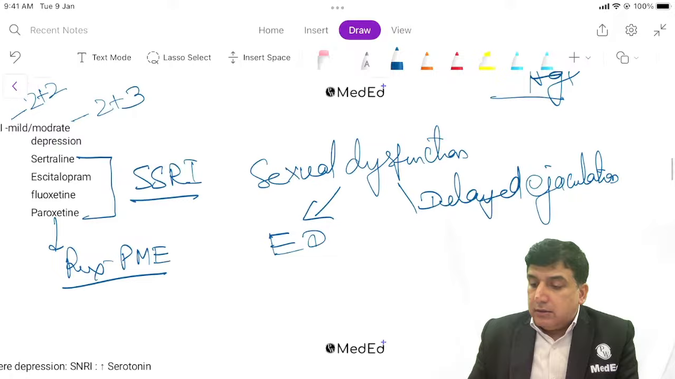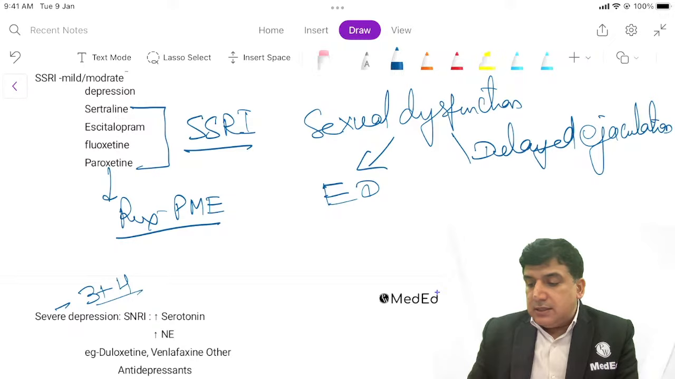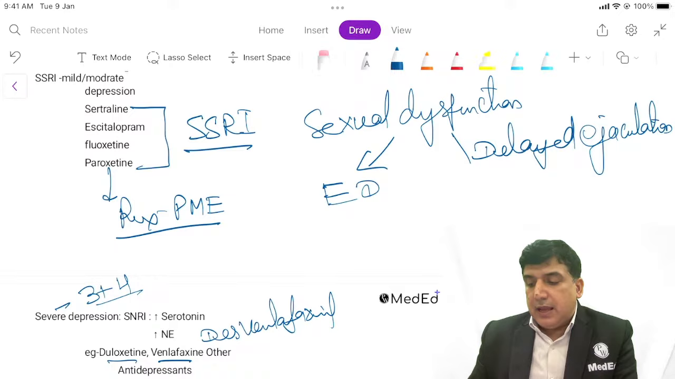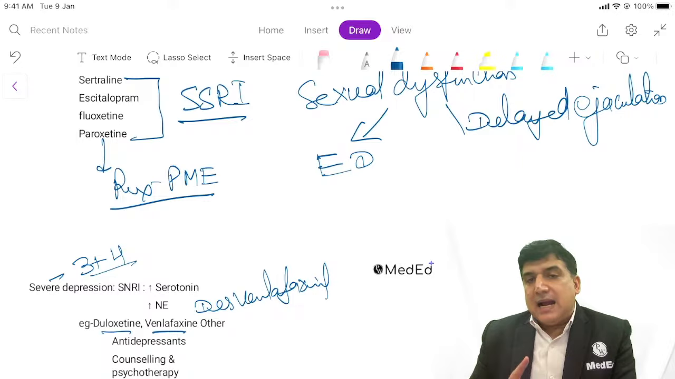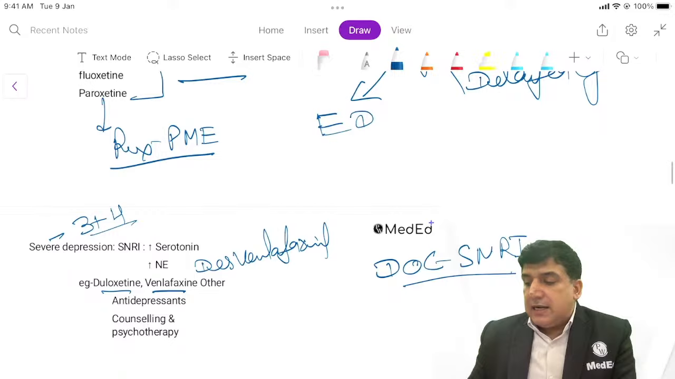in severe depression, as I mentioned, we have three major criteria and four minor criteria. Basically we use the serotonin norepinephrine reuptake inhibitors. They increase the serotonin and they increase the norepinephrine. Examples are duloxetine, venlafaxine, and what? Desvenlafaxine. Okay. Theoretically speaking, the guidelines say that all antidepressants are the same. Clinically speaking, the drug of choice for severe depression is what? SNRI, serotonin norepinephrine reuptake inhibitor. Okay. Another antidepressant is the norepinephrine dopamine reuptake inhibitor, like what?